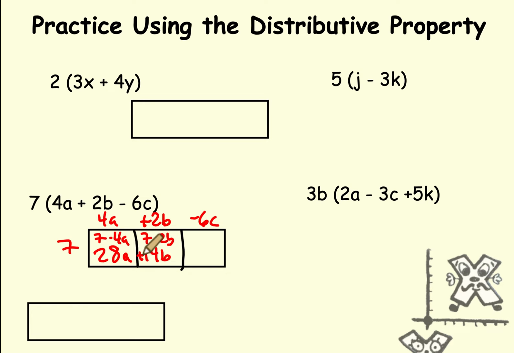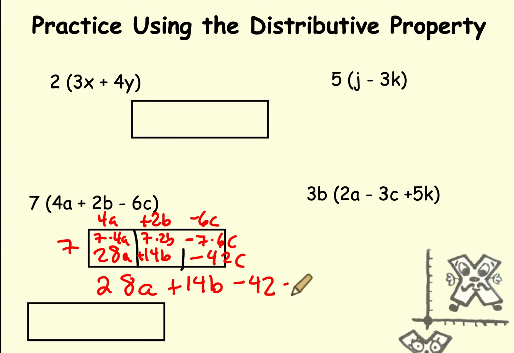And 7 times, technically it's a negative 6c, but we'll call it minus. So I'm going to put the minus sign, and then I'm going to put the 7 times 6c, which makes 42c. So what do I have all together? I have 28a plus 14b minus 42c.